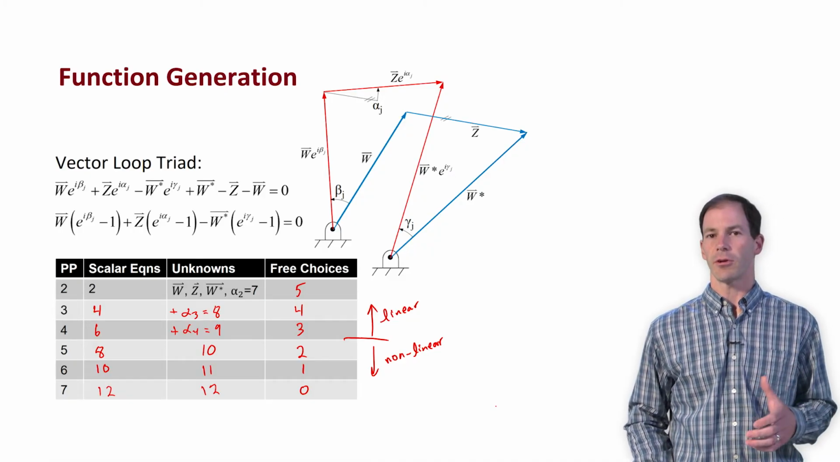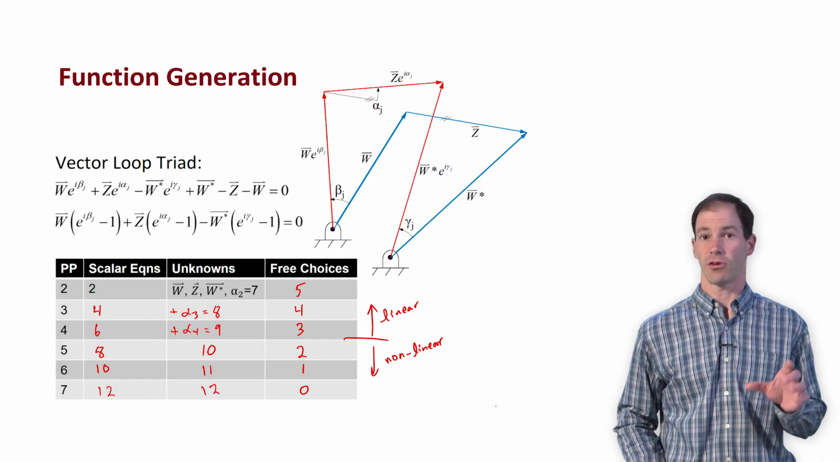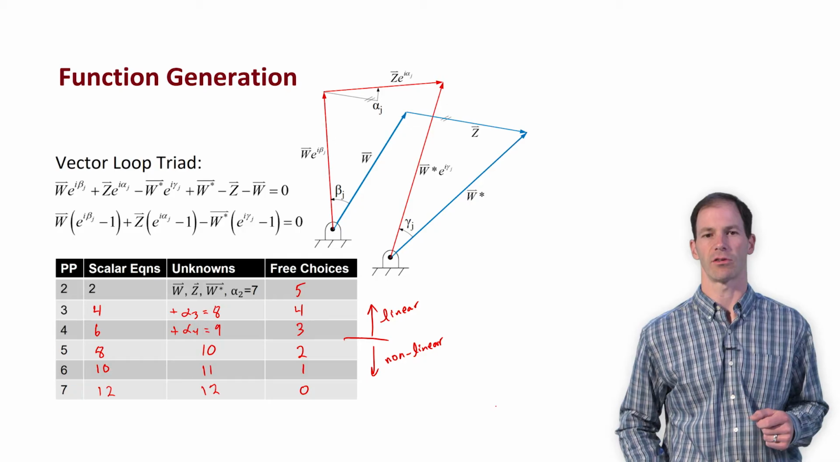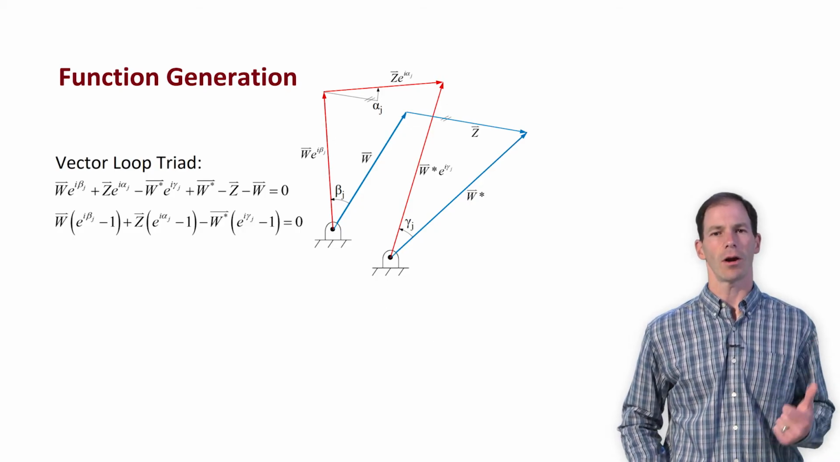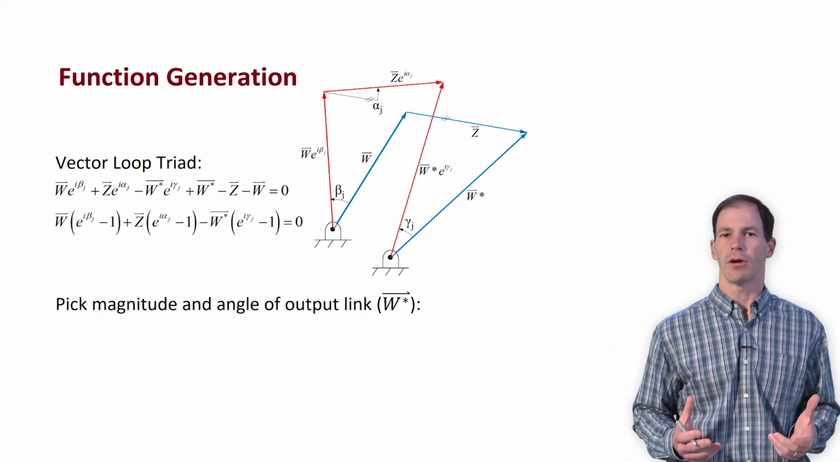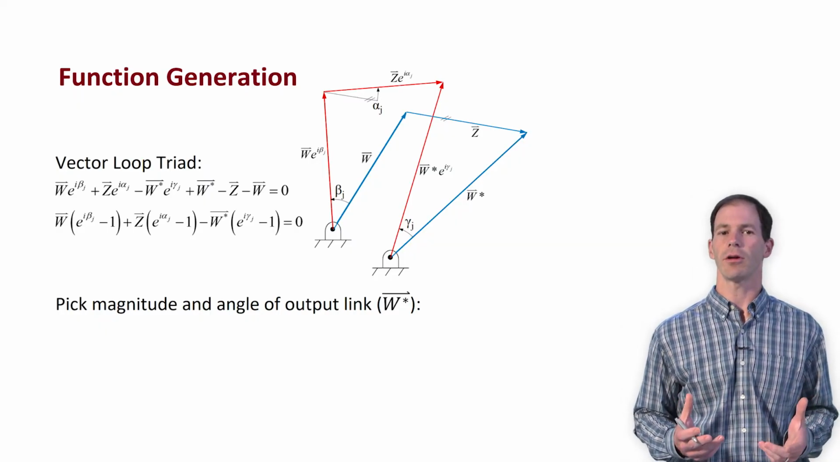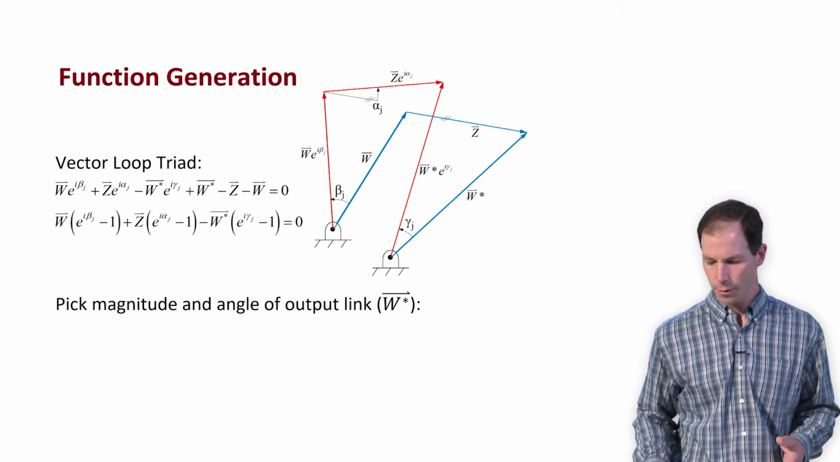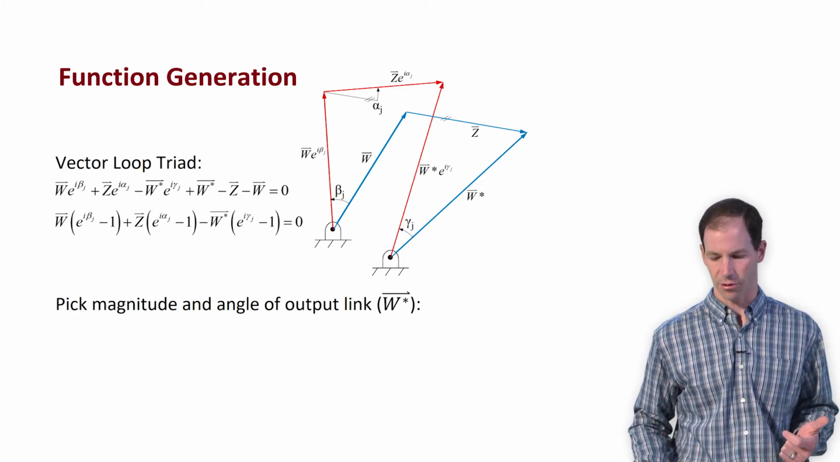So since we've been talking about 3 precision positions for both motion and path with prescribed timing, let's do the same thing here for a function generator. And I'll say, what about 3 precision positions? Now, to help me out, make some of these free choices, I'm going to go ahead and pick the magnitude and the angle of the W star vector. And I think you'll see why I do this in just a moment.